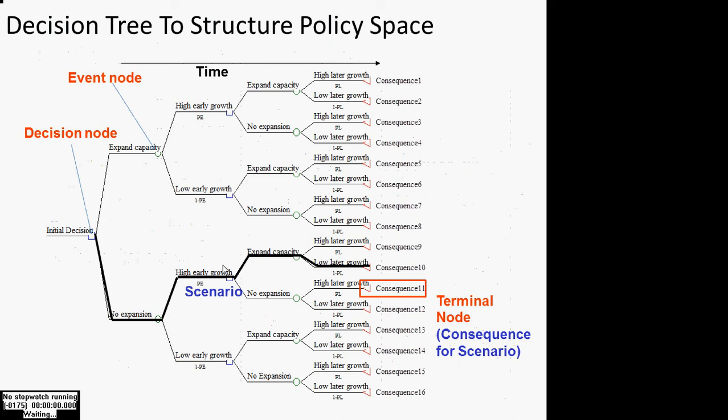So a scenario might be you do nothing, you have no expansion initially in your industrial capacity, then there's high early growth in your market, and then you expand capacity, and then there's low later growth, and there's some consequence from this, right? There's some consequence reflecting, if this is a company, maybe your profit. If it's a utility company like a hydropower company, there might be consequences in terms of fees for the ratepayers, or consequences in terms of brownouts that have occurred or what have you. So this is one scenario. It involves a particular sequence of choices, a specific choice over time followed by specific outcomes of the events, right?